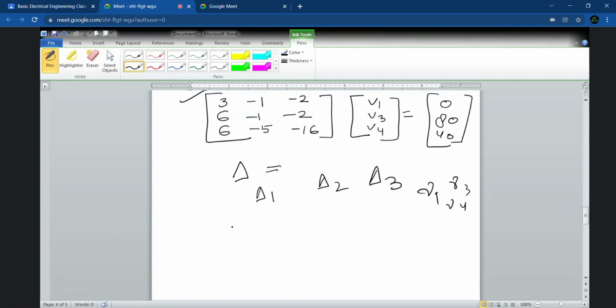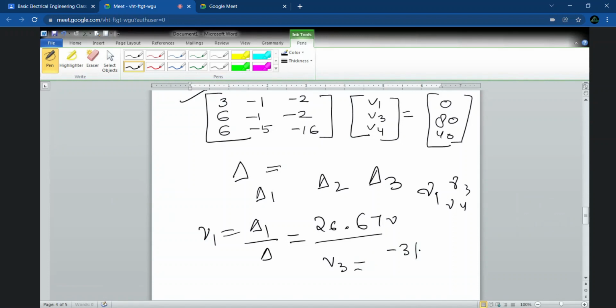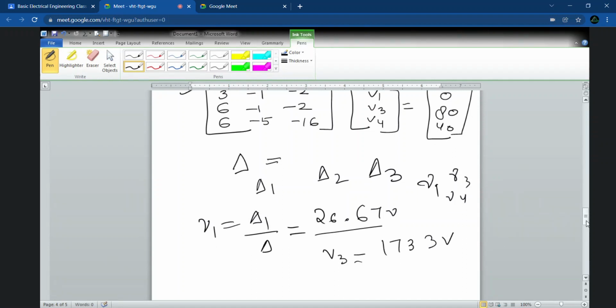Yes, ma'am. So from that we can find V1. You know Cramer's rule now, right? Yes, ma'am. Delta 1 by delta. So we can simply find it, and the answer we get is 26.67. This much volts is for V1. For V3 it is equal to minus 173 approximately. So I can directly write the answer. So this is 173.3, V3. This much volts.